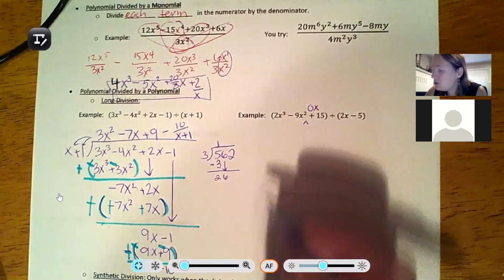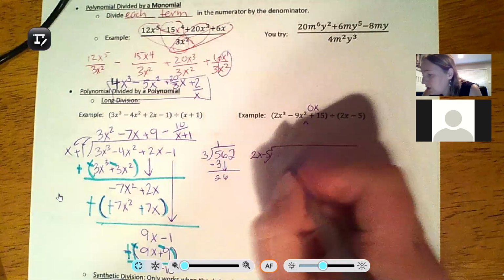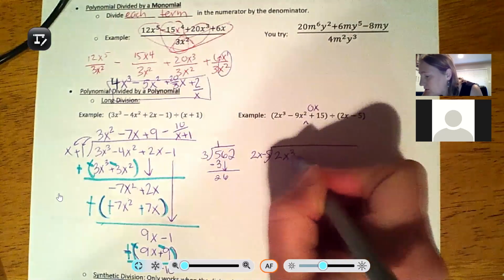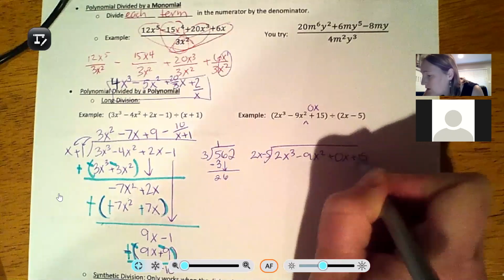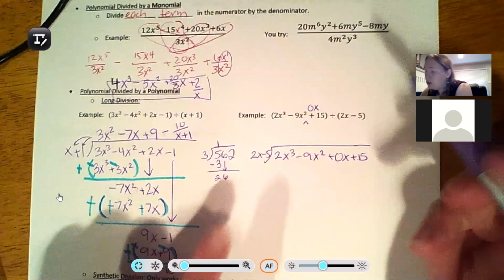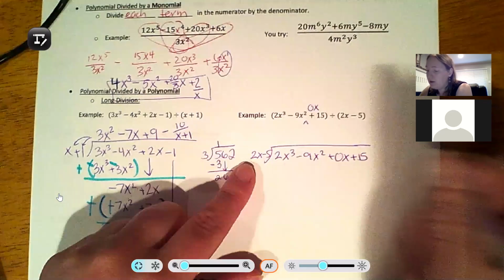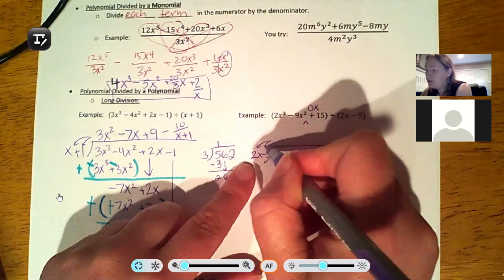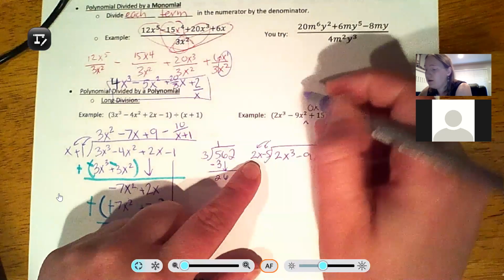Okay, so this one has 2x minus 5 as its denominator. So we're going to be doing 2x times what is 2x to the third. And then remember to always multiply by both those. So 2x times what is 2x to the third.